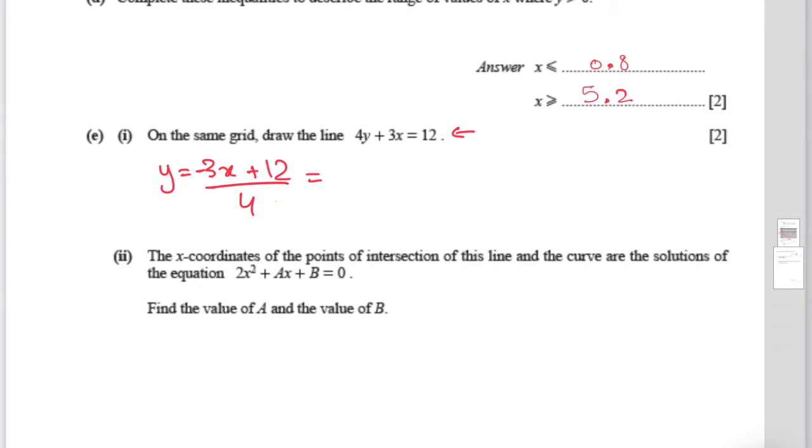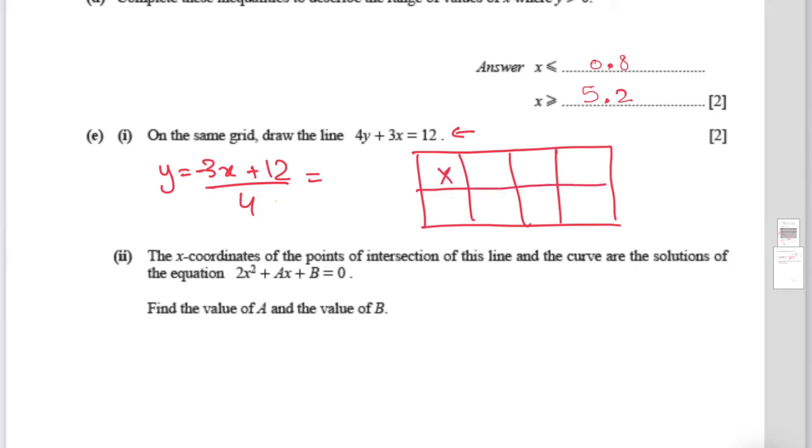Okay, so what do we do next? We draw a small table to find the values of x and the values of y, so that we have 3 points so that we can draw a straight line. Let's choose the values of x to be 0, 1 and 2. What do we get when we plug in 0?